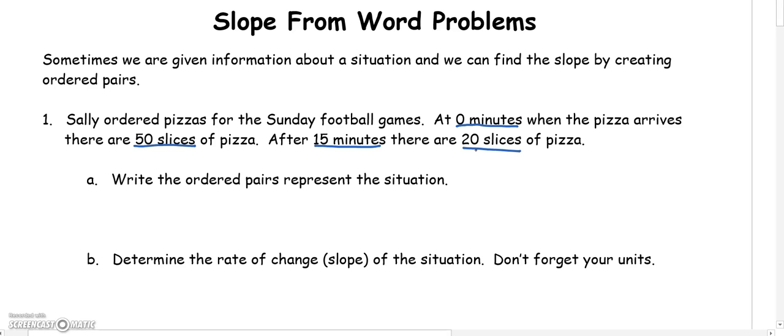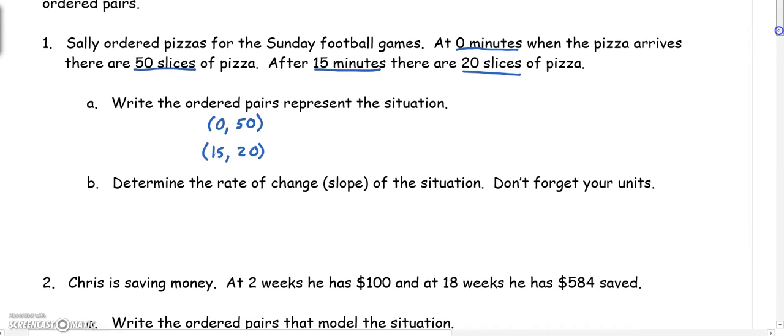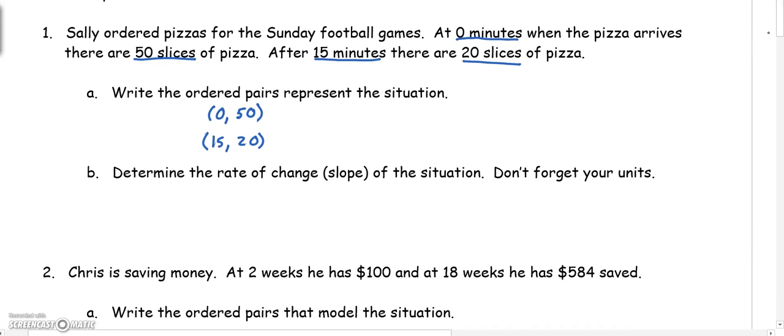So we're going to go in order of our sentence. We have 0 minutes gives us 50 slices, and 15 minutes has 20 slices. Then we can use those points to determine the rate of change, which is another word for slope of the situation. Make sure once you find your slope, you also have your units.